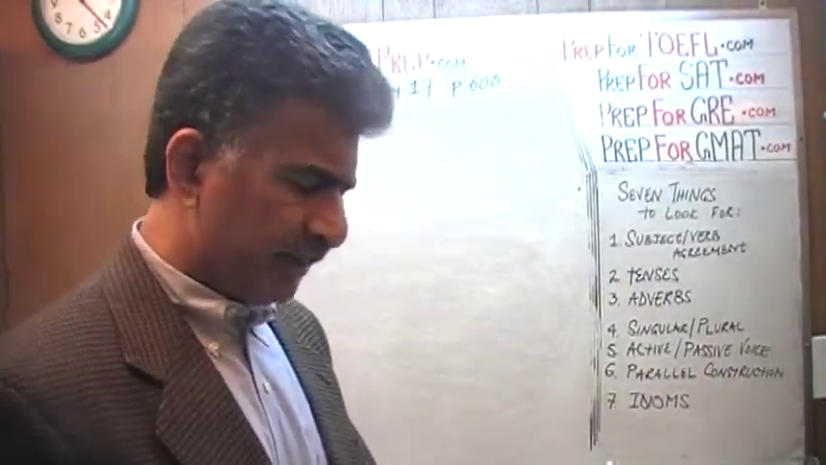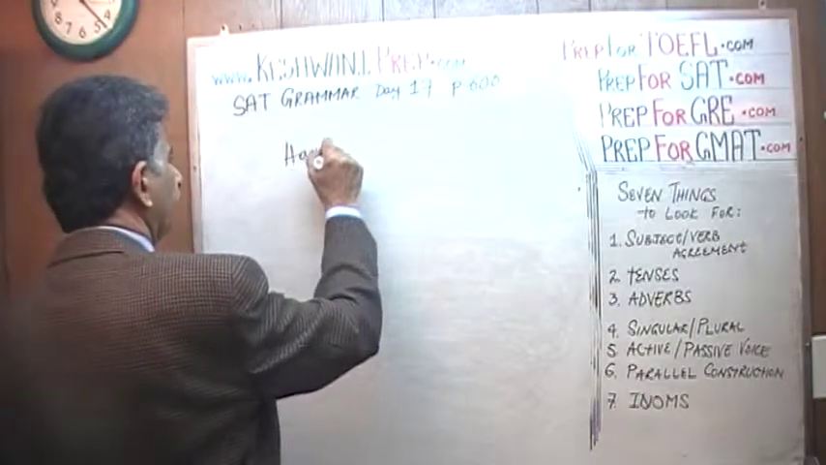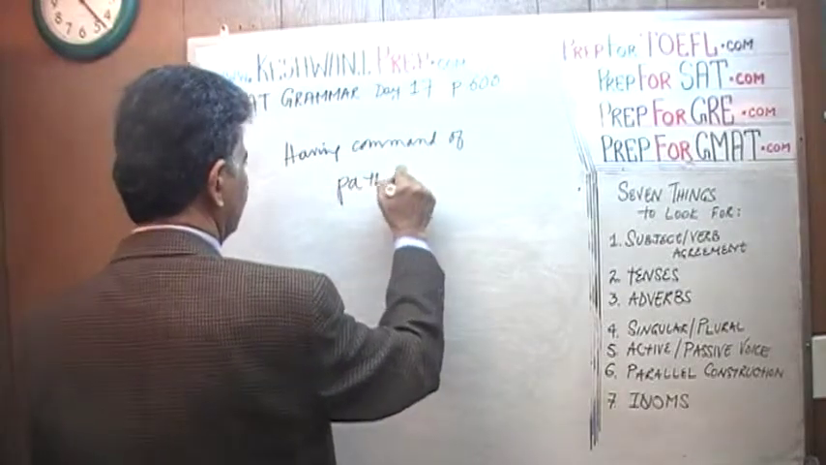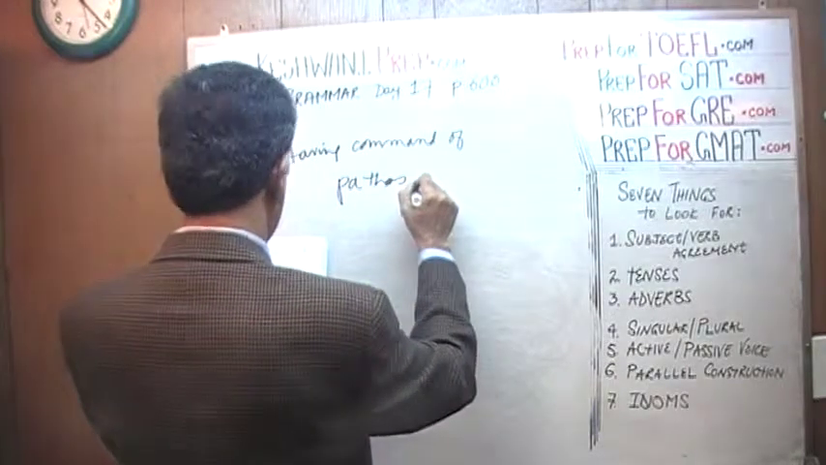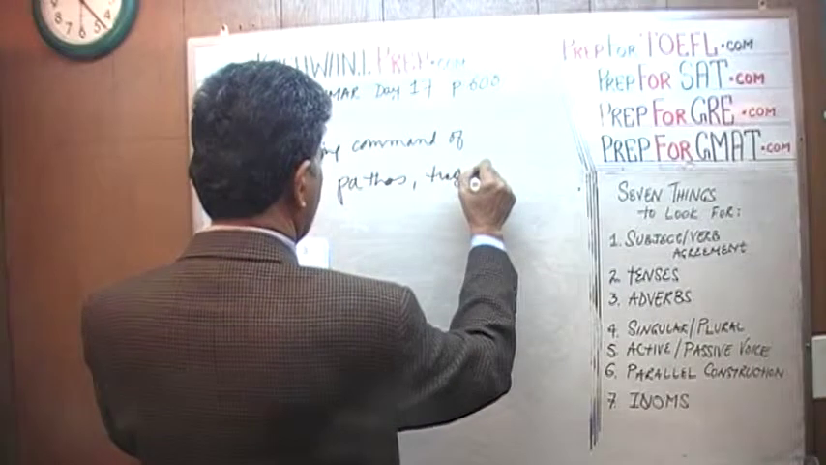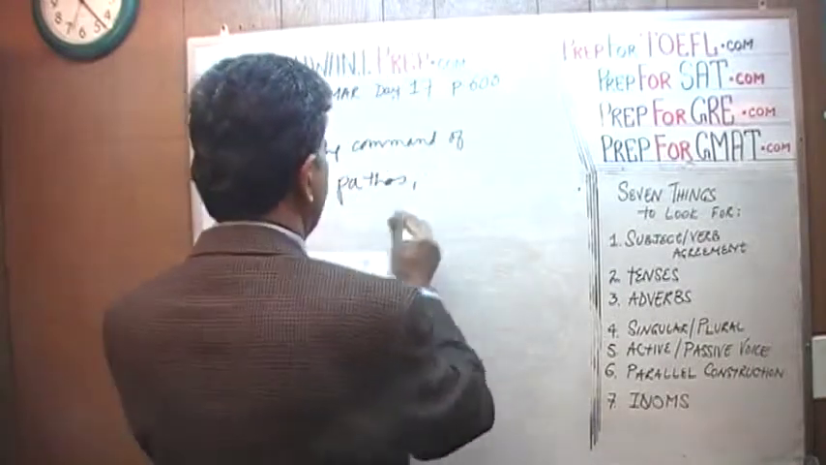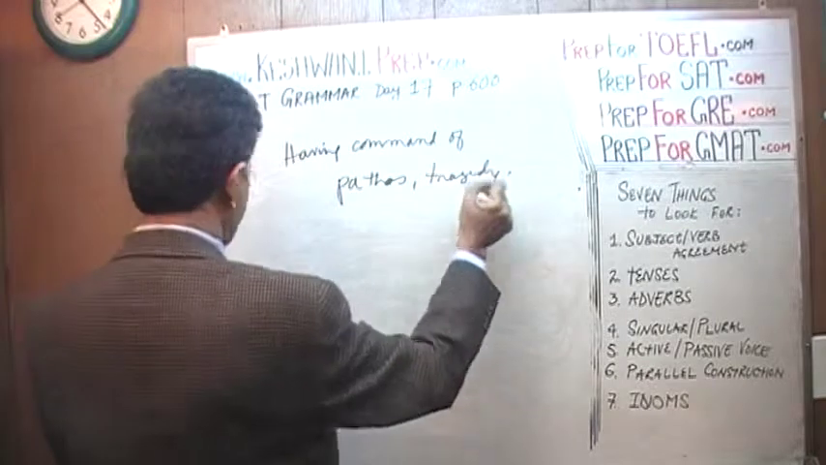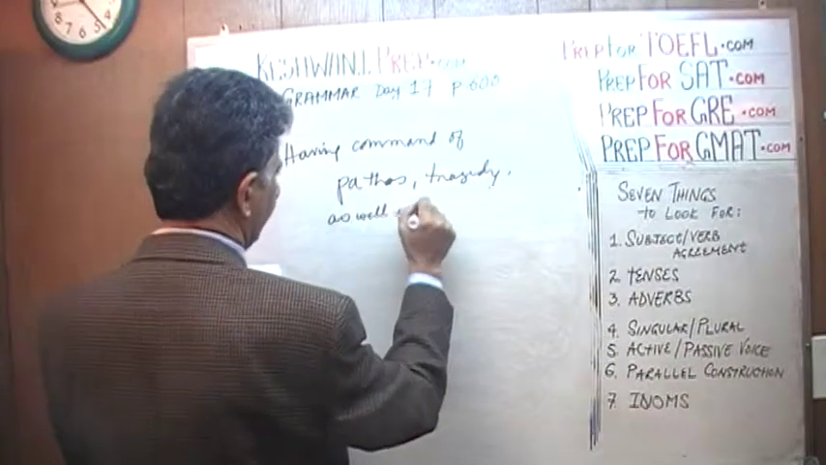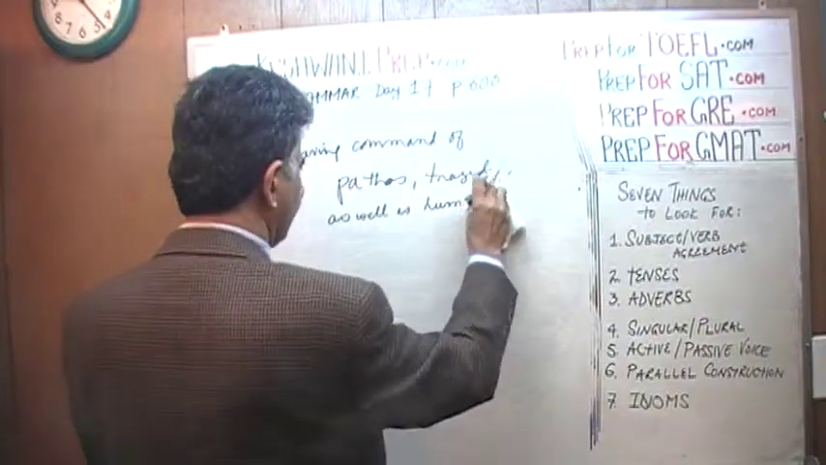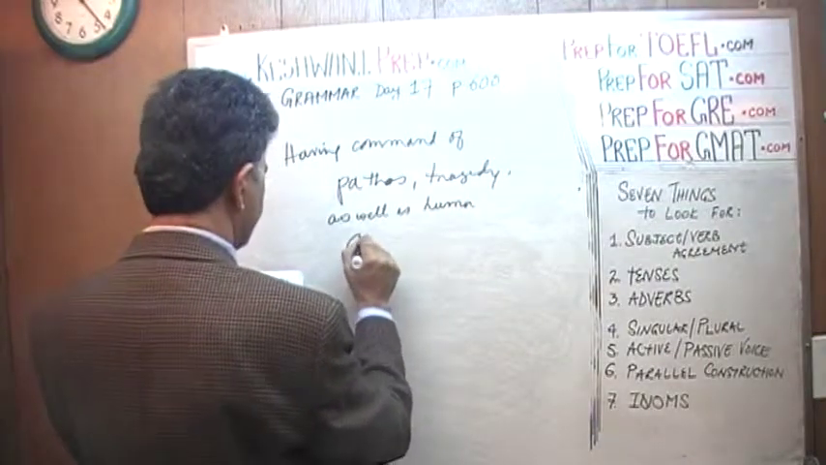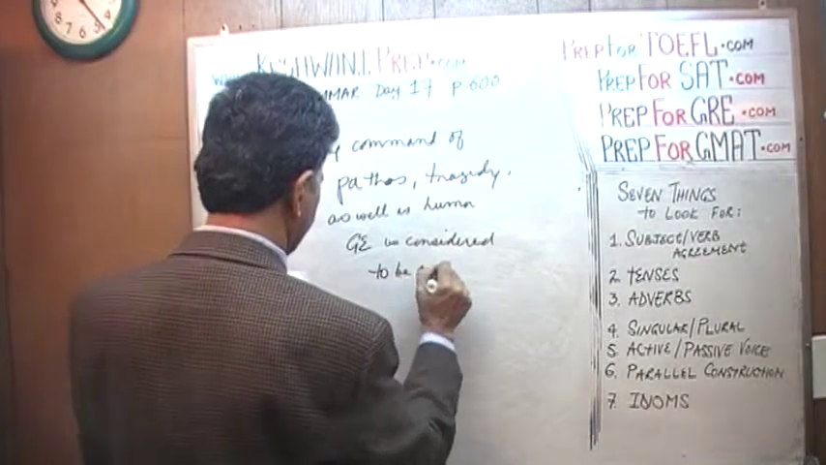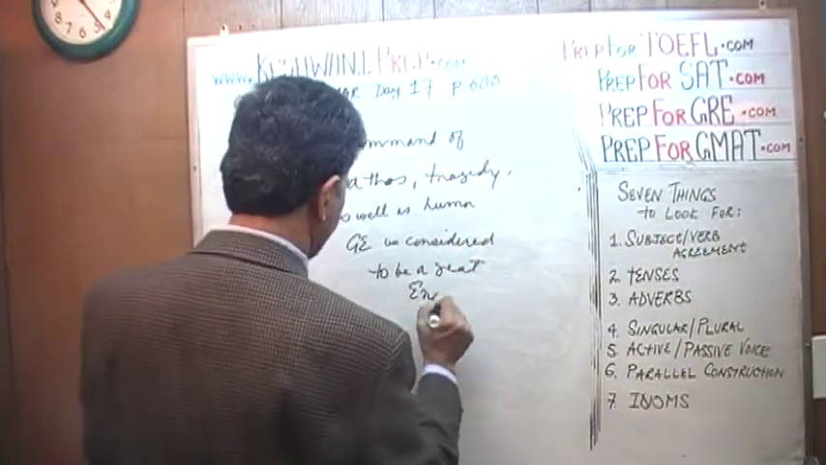Number 9. Having command of pathos, tragedy, as well as humor, George Eliot is considered to be a great English novelist.